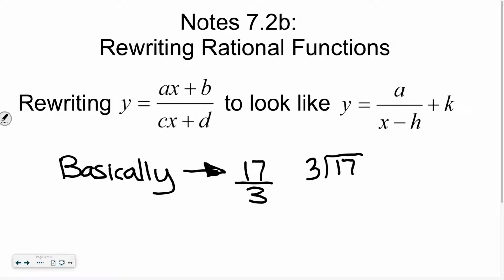Excellent. We put 17 inside the division box. Put 3 on the outside. How many times does 3 go into 17? 5 times. 5 times 3 is 15. What do you do with those? Subtract them. What's left over? 2. We call that a remainder.